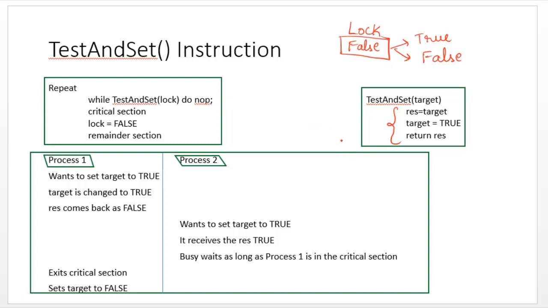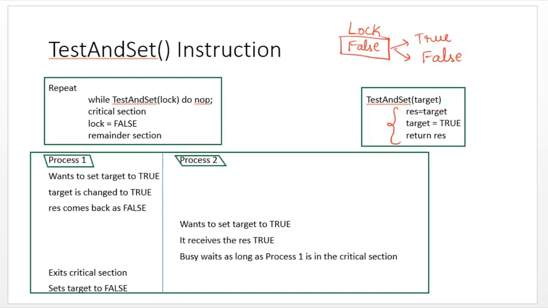Let us try to understand this test and set instruction with an example. Initially, the global Boolean variable lock will be set to false, as I said. Let's say process P1 wishes to enter into the critical section. This is a typical structure of a process. You can see that there is a while loop which calls test and set of lock. The current value of lock is passed as parameter for the function test and set. So it sends false here.